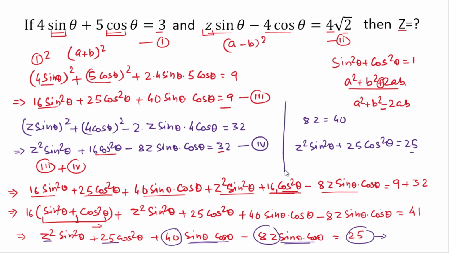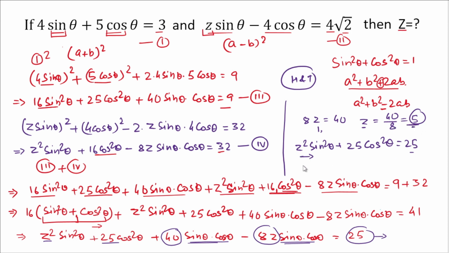Now we'll use one trick, hit and trial: we could put the value of z as 1, 2, 3, 4, and so on. But directly we can take out the value of z: z will be 40 divided by 8, so the value of z will be 5. If this value of z satisfies the other equation, we can take 5 as our right answer.